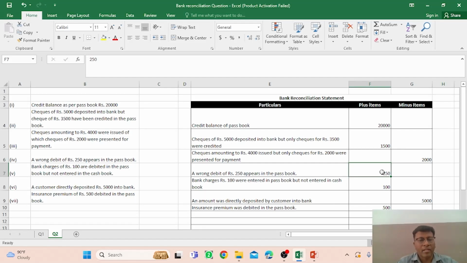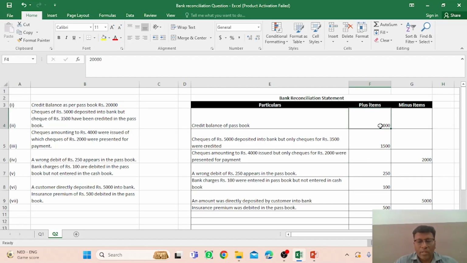And insurance premium of rupees 500 debited in the passbook. Again, there is an expense, and this payment was made by the bank without informing the businessman. So the bank balance is reduced by this transaction of rupees 500, but this transaction was not mentioned in the cash book, so the cash book balance is the same as earlier, right? So there is a plus item, right?